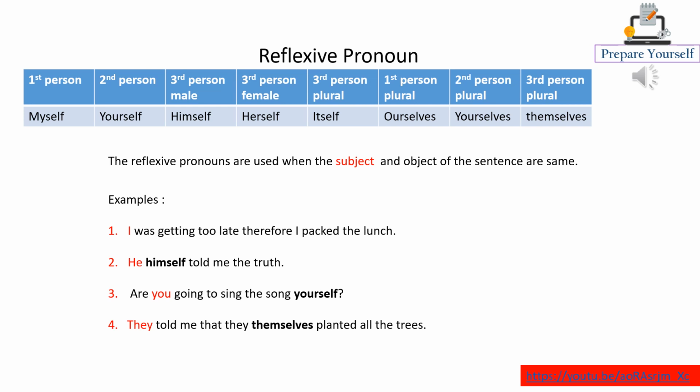Are you going to sing yourself? Here you is the second person plural and yourself is the second person plural of reflexive pronoun. They told me that they themselves planted all the trees. They is the third person plural and themselves is the third person plural of reflexive pronoun. So we can see that the subject and the object in the reflexive pronoun are the same.